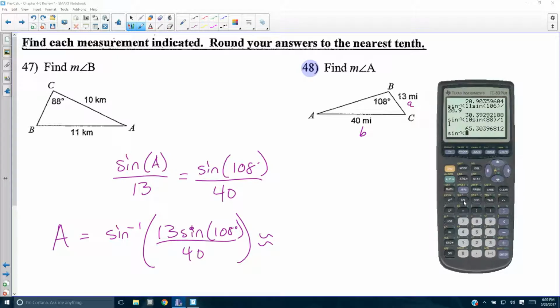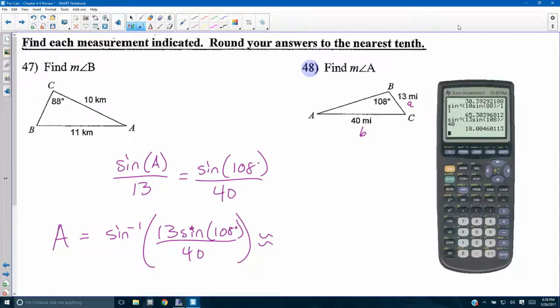Inverse sine of 13 times the sine of 108, close parentheses first, divided by 40, and we are getting 18. Okay, 18 degrees, around 18.0 degrees. That's it. They're not asking for anything else from that. Just practicing your law of sines and law of cosines and such. And yeah, we're set with those ones.